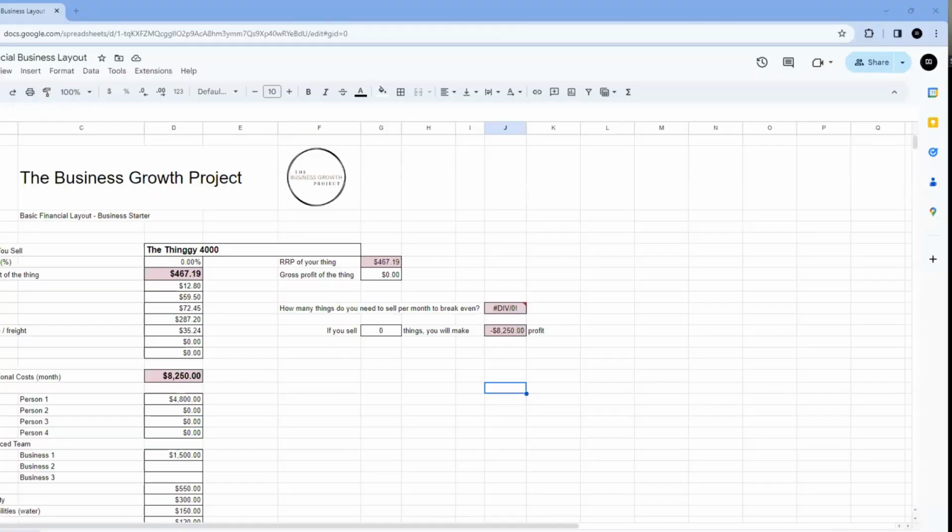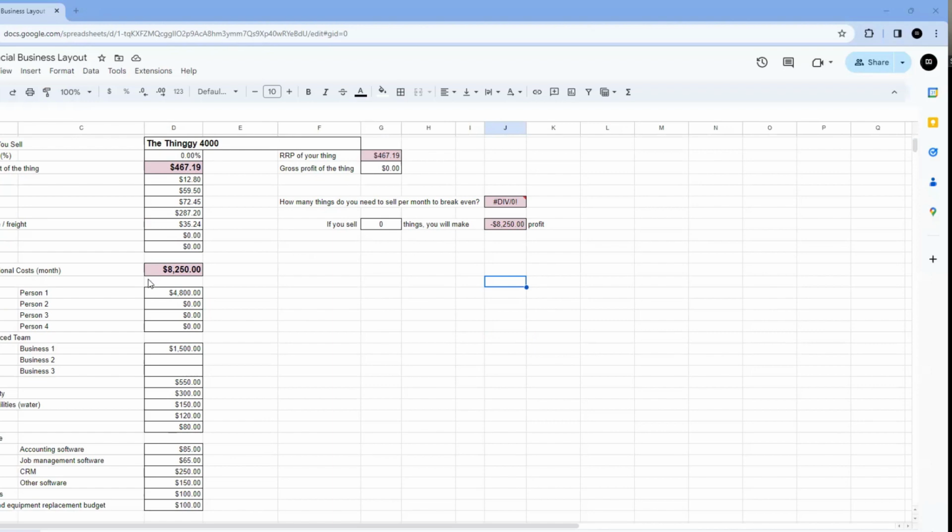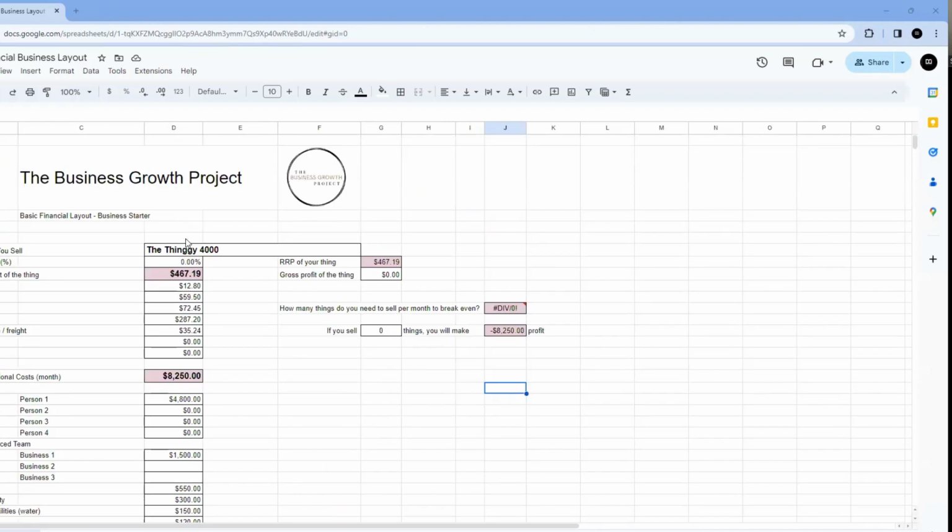I'm just going to share my screen here so you can see what I'm seeing. Okay. So what we've got here is just a basic thing. We're calling our product that we're going to sell the Thingy 4000. This little sheet is just to give you a look at how the numbers and economics break down when you look at the cost of a product inside a business and the business itself and how we can make money with that. So the very first thing we need to do is over here, we need to look at the cost of the thing.